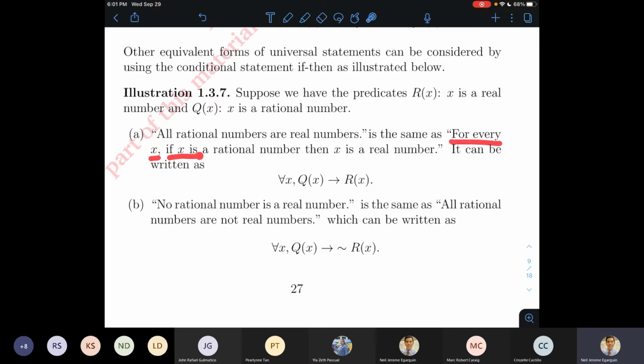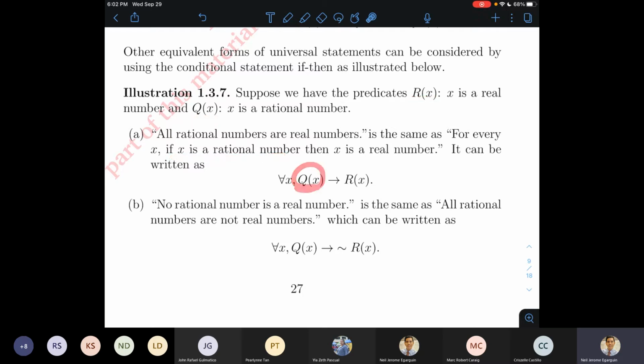For every x, if x is a rational number, then x is a real number. And this more detailed statement is easier to translate into symbols. So for every x, we get this for all x in symbols. If x is a rational number, so if is the indicator that the next phrase would be your antecedent. X is a rational number, that would be q of x.